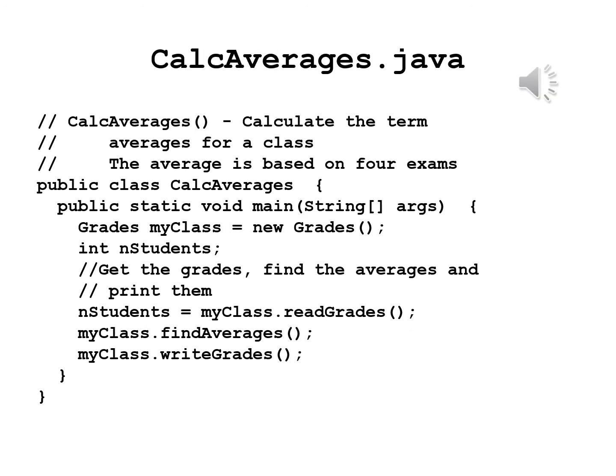In the last slide, we didn't just finish the outer loop and the method writeAverages, we finished the class Grades. Now we're going to write in a separate class, CalcAverages. And you'll notice here the presence of an object belonging to the class Grades. You'll notice we also have nStudents to tell us how many students there will be. And then you'll notice we have nStudents equals myClass.readGrades, myClass.findAverages, myClass.writeAverages. In this regard, we again will call each of the 3 methods, but from the context of a main program in a different class.